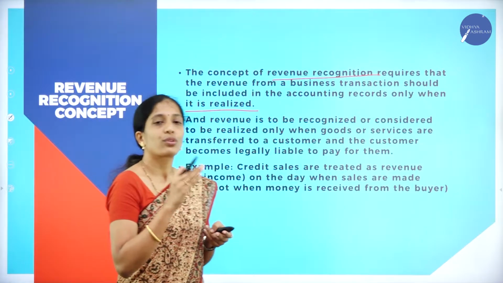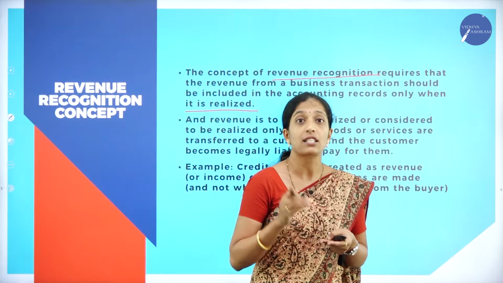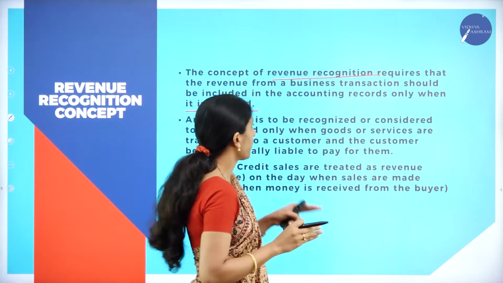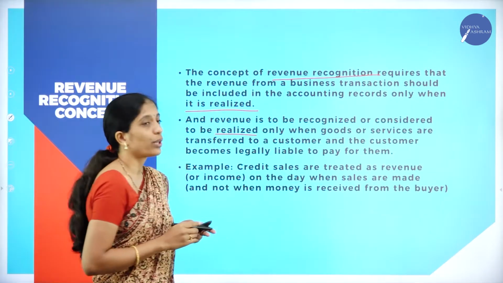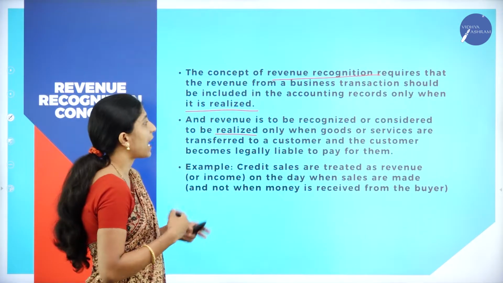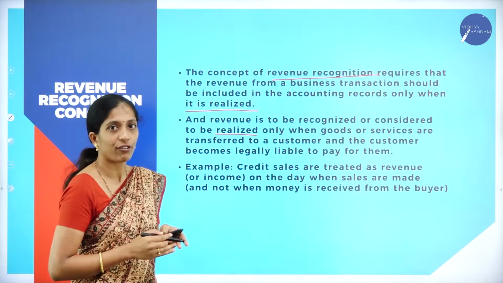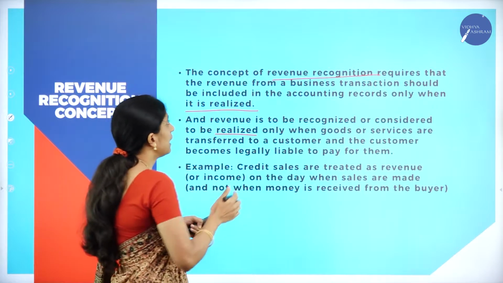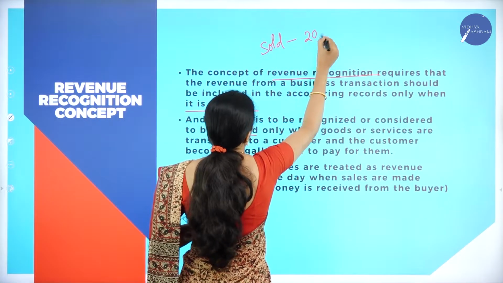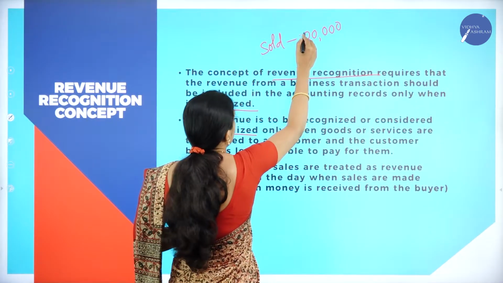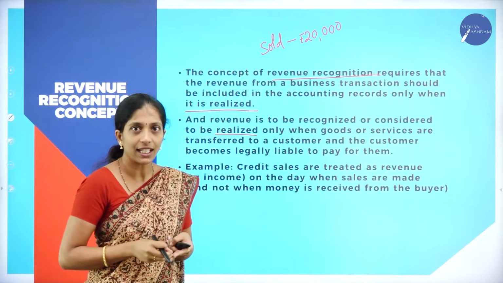Now we will record those transactions where the revenue is coming into the business only when it is realized. And revenue is to be considered realized only when the goods and services are transferred to the customer and the customer becomes legally liable to pay for them. For example, if the organization has sold goods worth rupees 20,000, this transaction has to be recorded even if they have not received the amount.